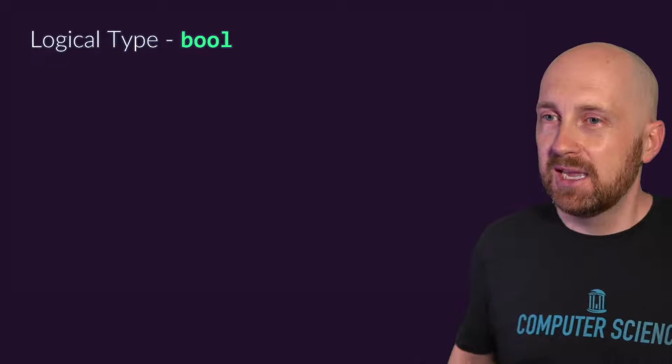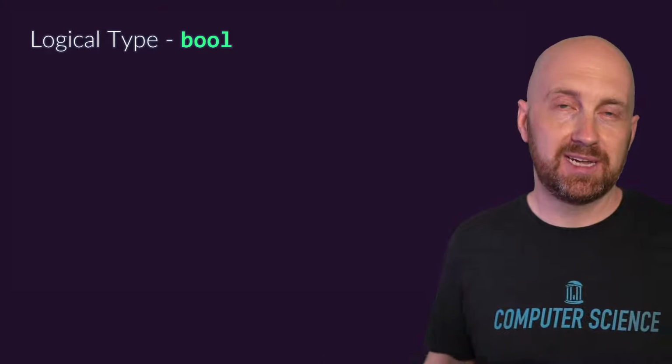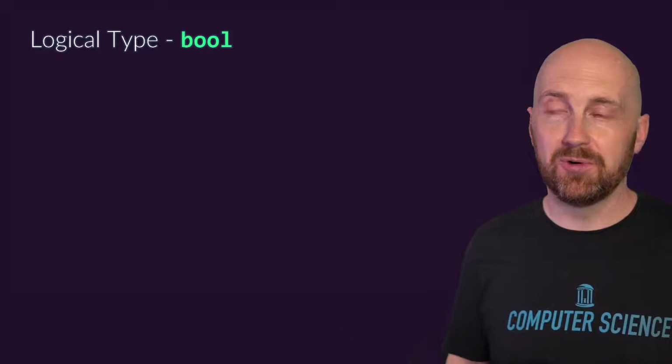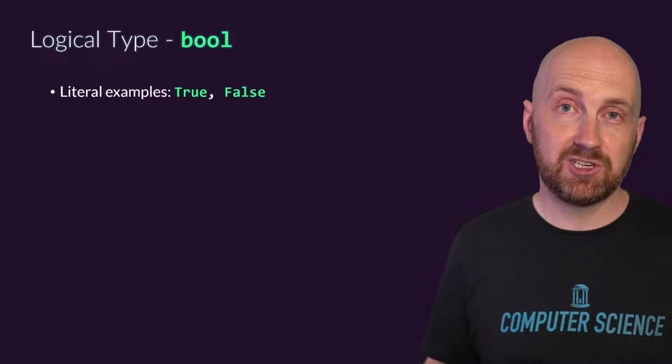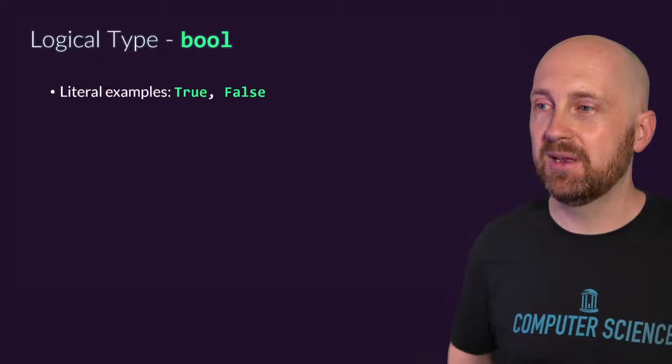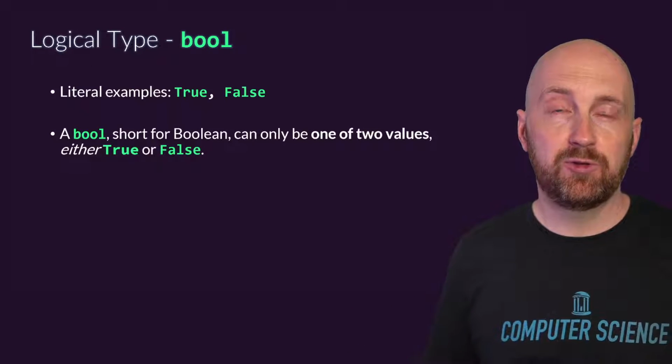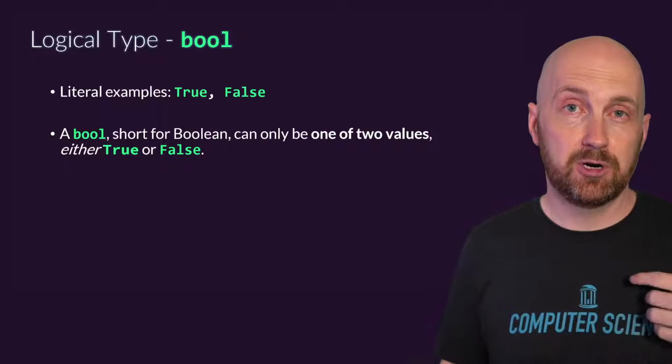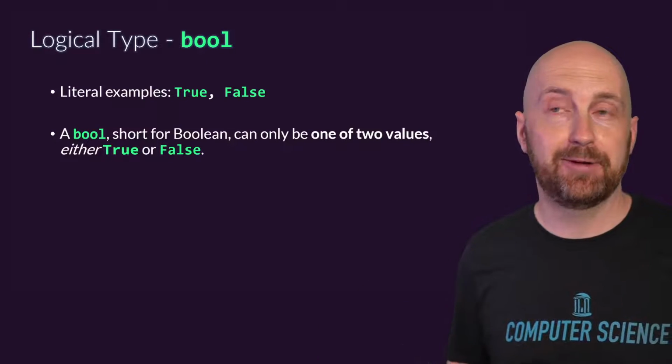Each of these expressions is resulting in a value of type bool. And so bool is our logical type when programming. It's short for Boolean. And in Python, the two Boolean values that are possible are capital T True and capital F False.